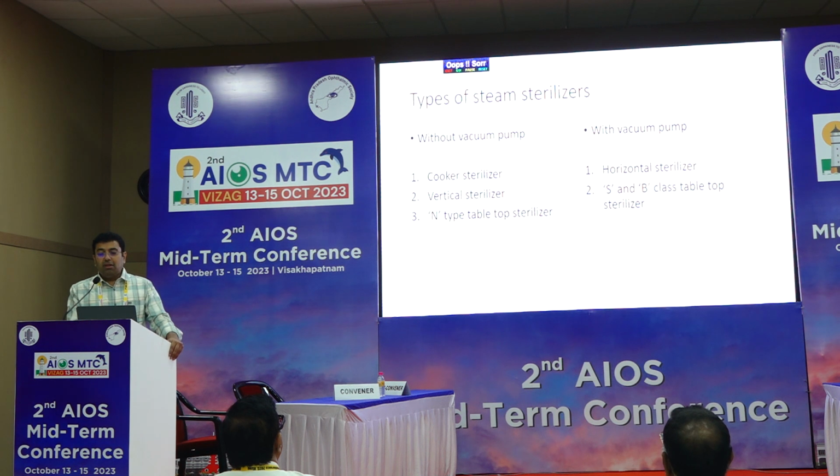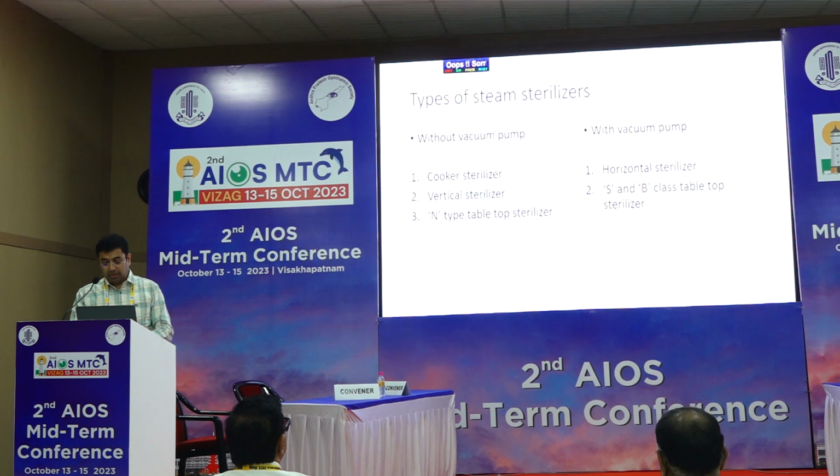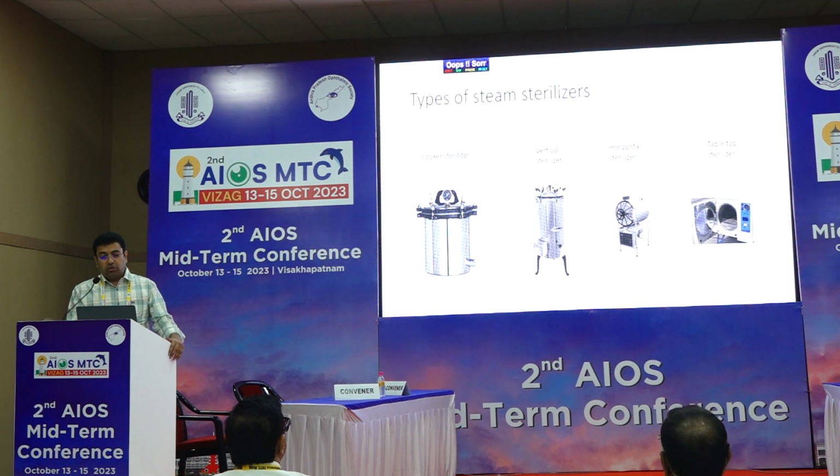So with this knowledge, we have two types of steam sterilizers. One where you have an active vacuum pump which removes the air from the sterilizer, and another type where you don't have an active vacuum pump. The first two, the cooker sterilizer and vertical sterilizer, are two types where you don't have an active vacuum pump. And the third one, the horizontal sterilizer, is with an active vacuum pump, but this horizontal sterilizer usually has only one vacuum pump.